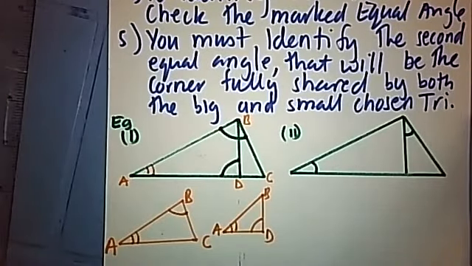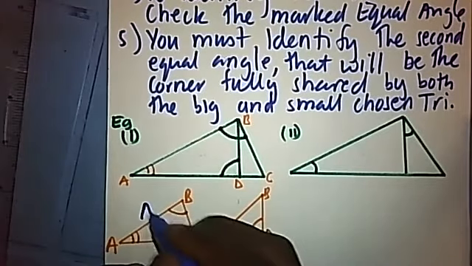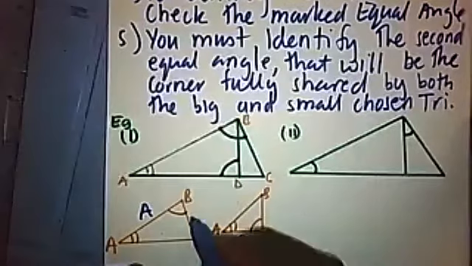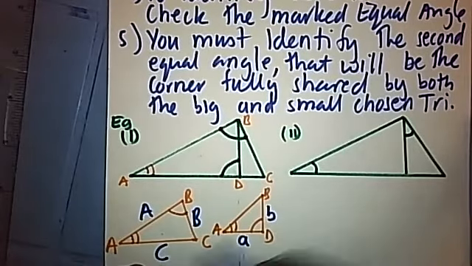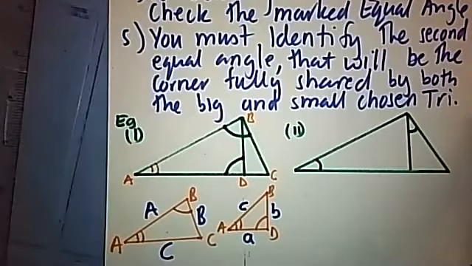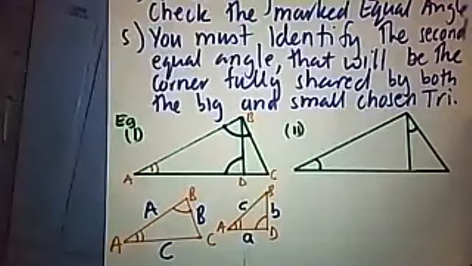So after knowing, then you will be able to know if this is the bigger A, this is the smaller A, this is the bigger B, this is the smaller B, this is the bigger C, that is the smaller C. We can repeat this to the second shape.